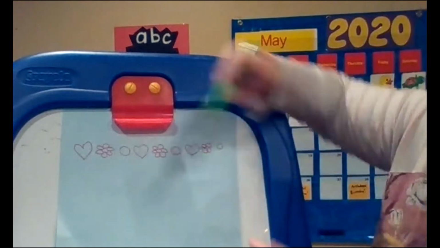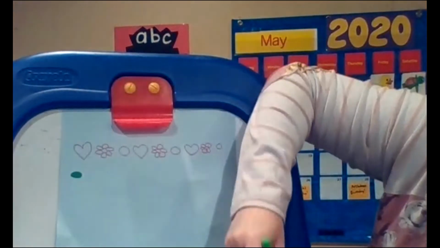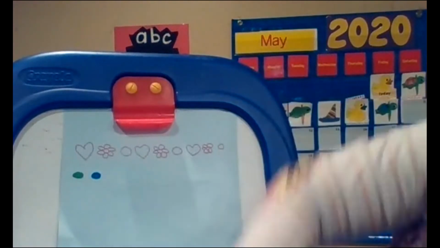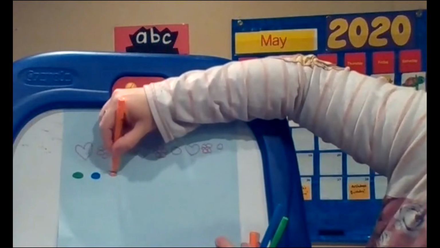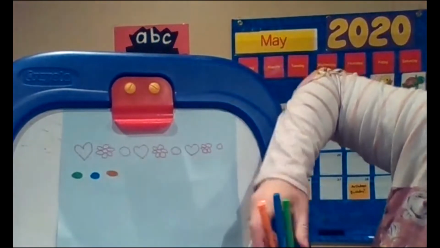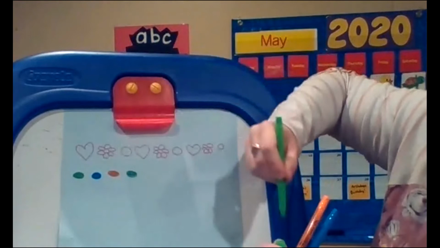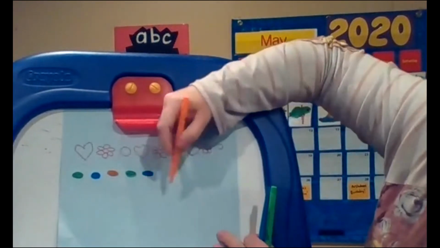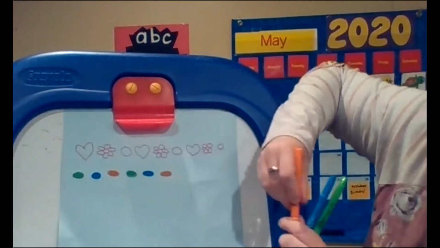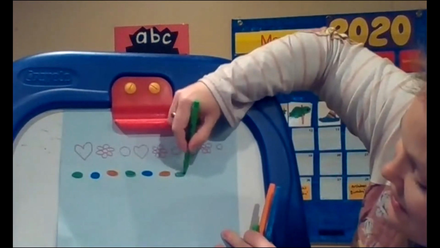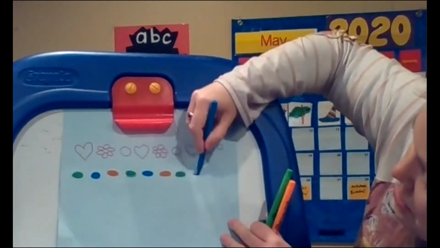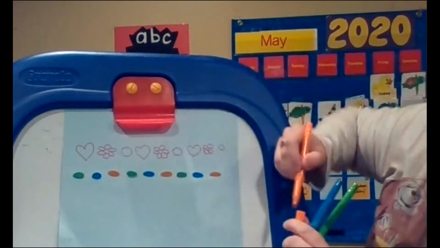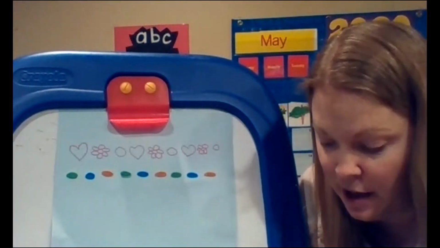You could do green, blue, orange. Green, blue, orange. What would come next? Green, blue, orange. Today, see what kind of patterns you can come up with.